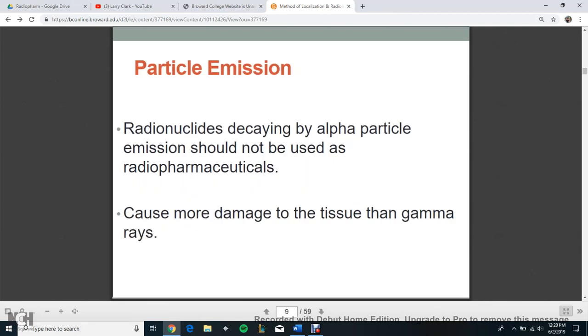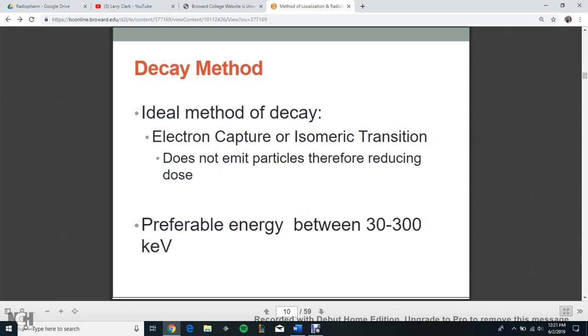Particle emission. Radionuclides decaying by alpha particle emission should not be used as a radiopharmaceutical. Particle emissions cause more damage to the tissue than gamma rays. The ideal method of decay is electron capture or isomeric transition. It does not emit particles, therefore it reduces the dose. The preferable energy is between 30 and 300 keV.